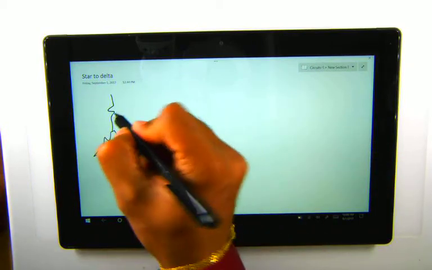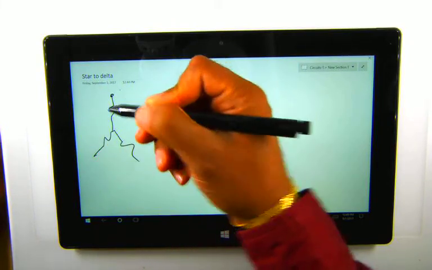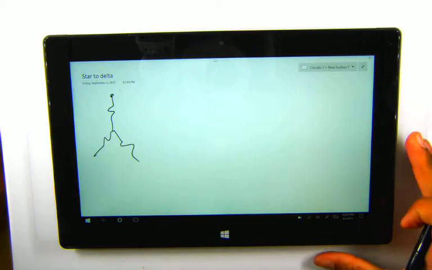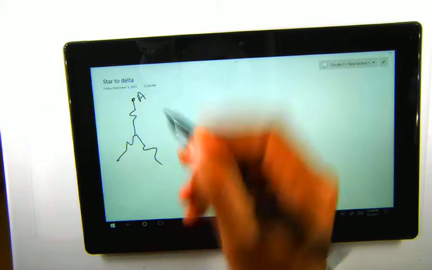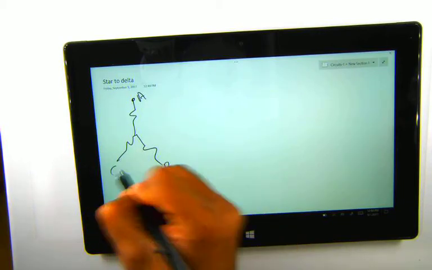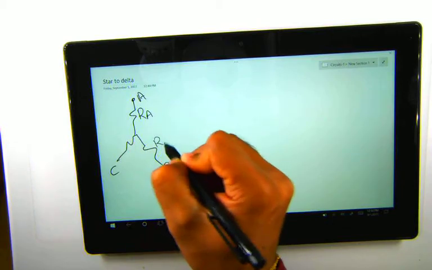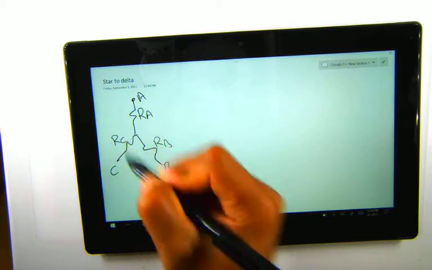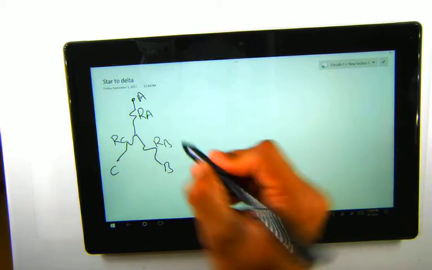So I'm just taking a resistor. I always follow positive phase sequence. We don't know about phase sequence at this point, but you will know in the future. So A, positive phase sequences go in clockwise direction. A, B, C. This is RA, RB, RC. So we have three elements, three resistors connected in star.